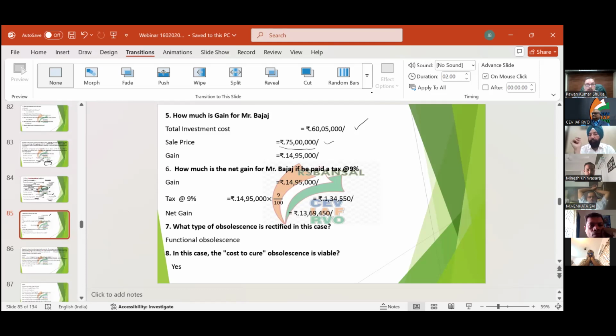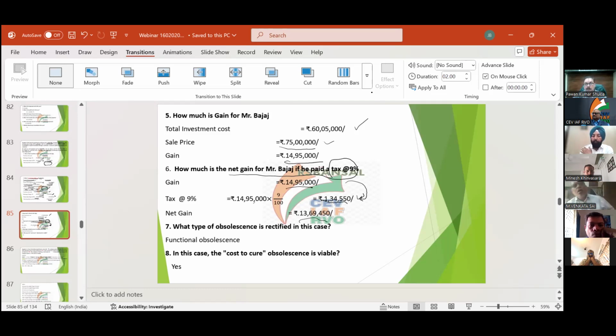So what is the percentage gain? How much is the net gain of Mr. Bajaj if he paid a tax of 9%? Tax at 9% means 1 lakh 34,550. So the net gain will be 14 lakh 95,000 minus 1 lakh 34,550. So the net gain will be 13 lakh 69,450.